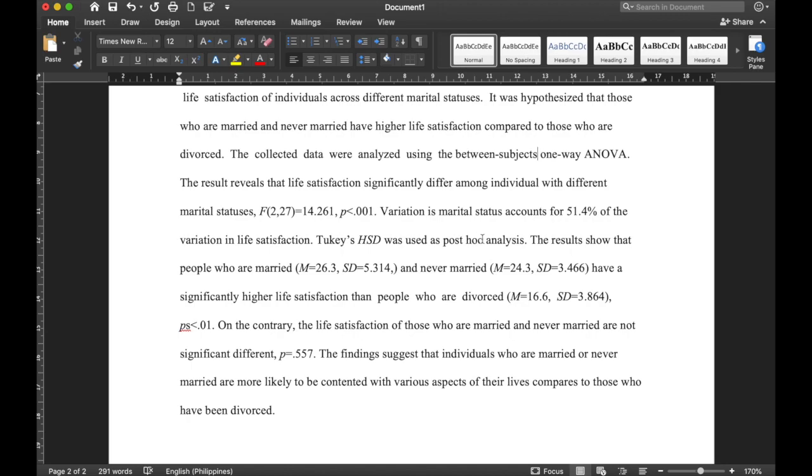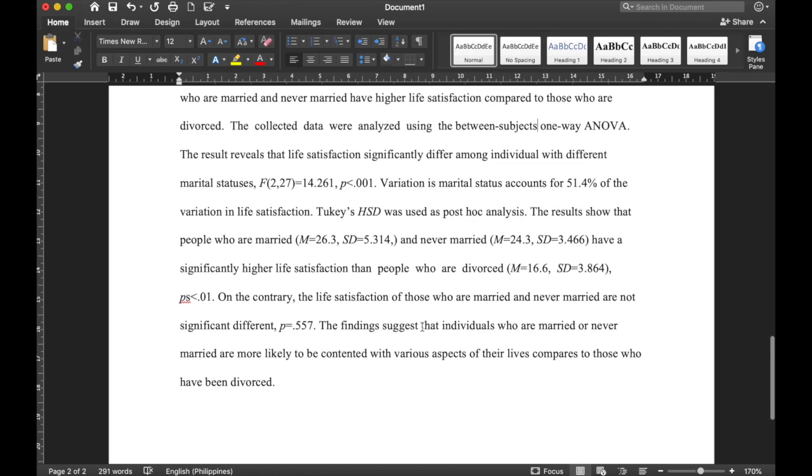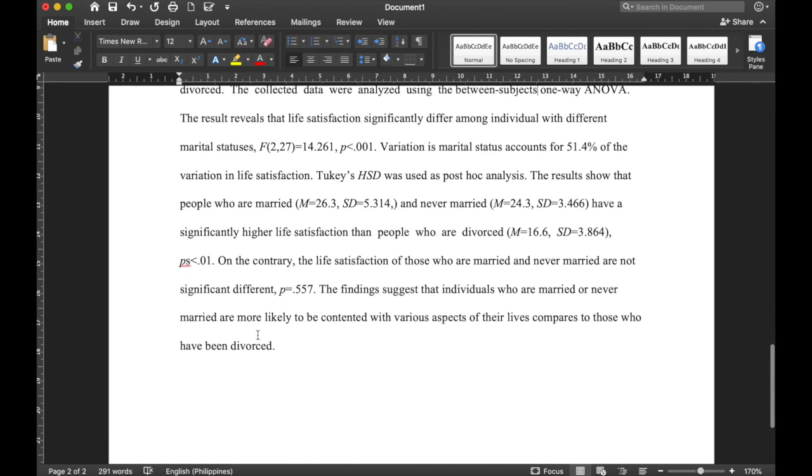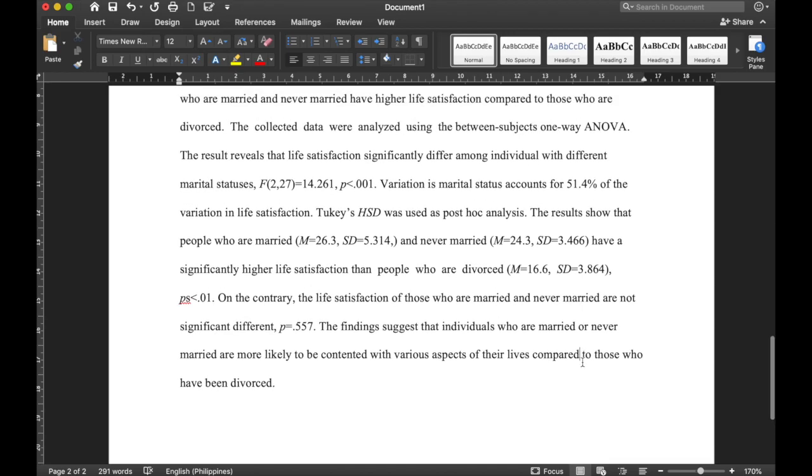Tukey's HSD was used as post-hoc analysis. The results show that people who are married and never married have a significantly higher life satisfaction than people who are divorced. And then the p-values. On the contrary, the life satisfaction of those who are married and never married are not significantly different. The findings suggest that individuals who are married or never married are more likely to be contented with various aspects of their lives compared to those who have been divorced.